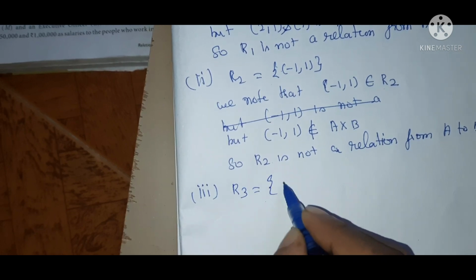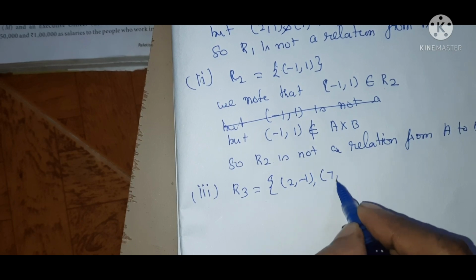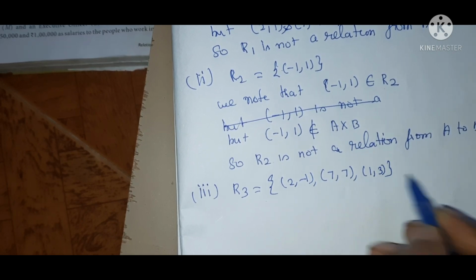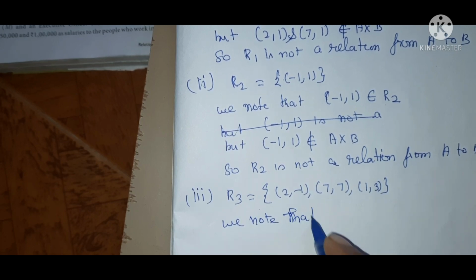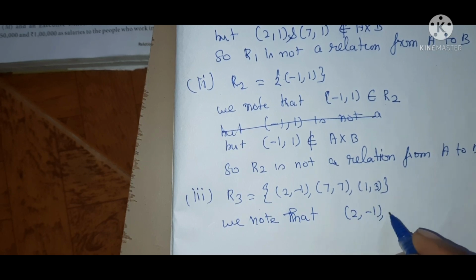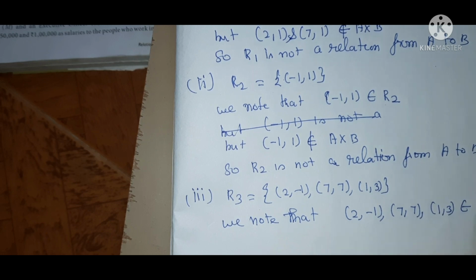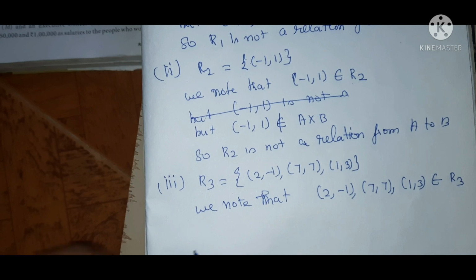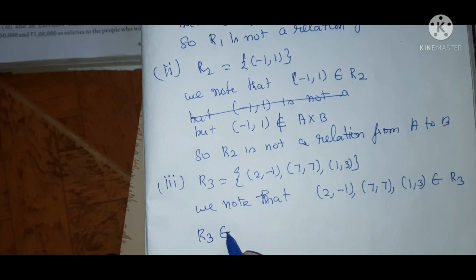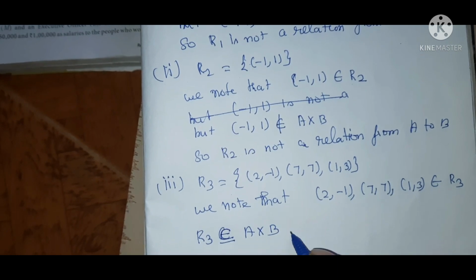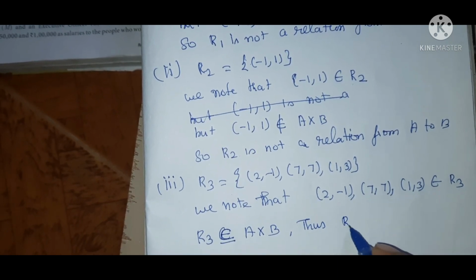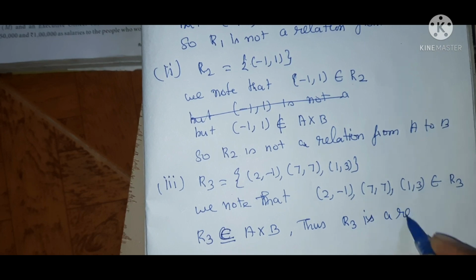Third one, R3 is {(2, -1), (7, 7), (1, 3)}. We note that (2, -1), (7, 7), (1, 3) belong to R3. R3 is a subset of A cross B. Thus, R3 is a relation from A to B.